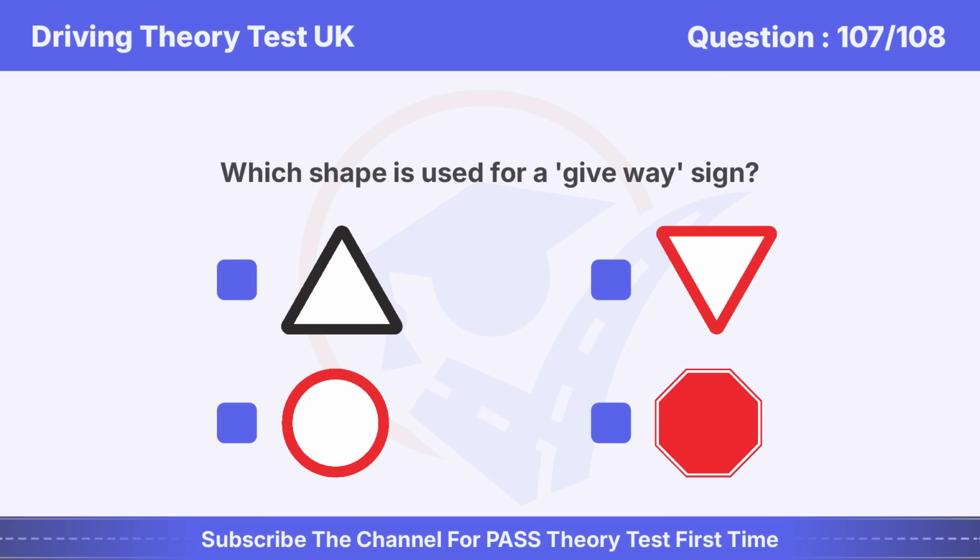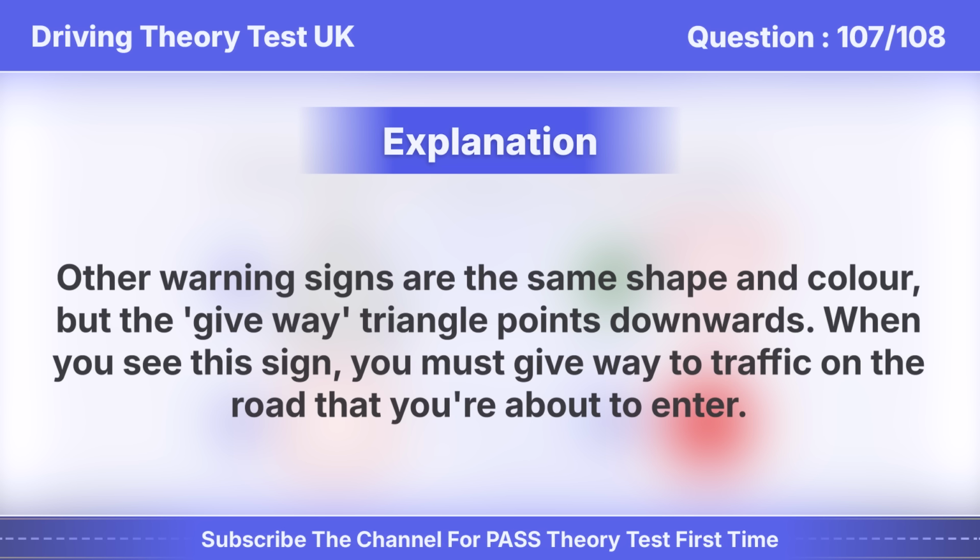Question 107. Which shape is used for a give way sign? Answer is B. Other warning signs are the same shape and color, but the give way triangle points downwards. When you see this sign, you must give way to traffic on the road that you're about to enter.